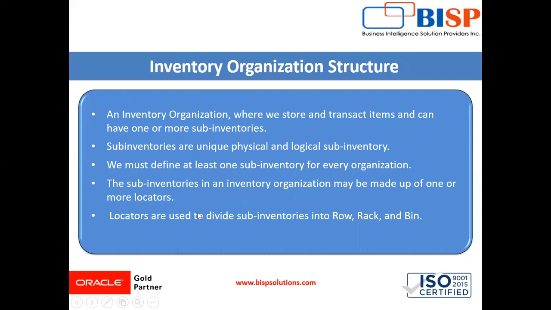Now, in the inventory organization, a sub-inventory may be made up of one or more locators. We can use the locator to identify the physical area in the sub-inventory. So you can track the item and you can restrict the item at a specific locator. The locator is further divided into row, rack, and bin. You can see it in the next slide.